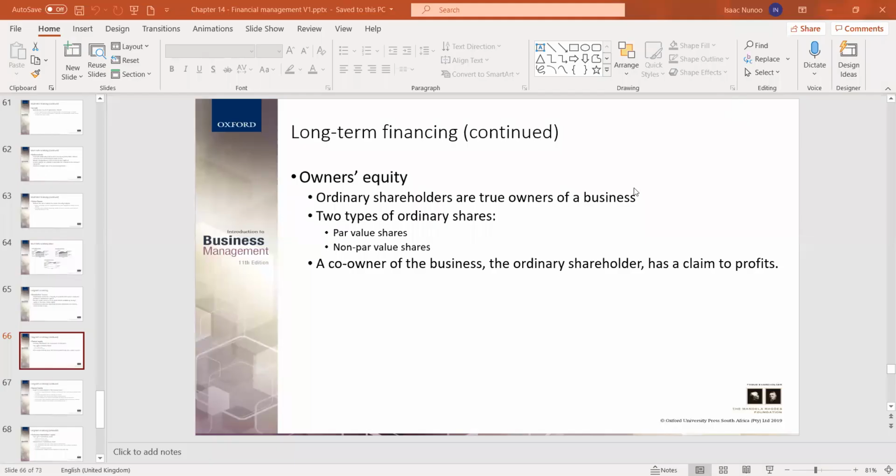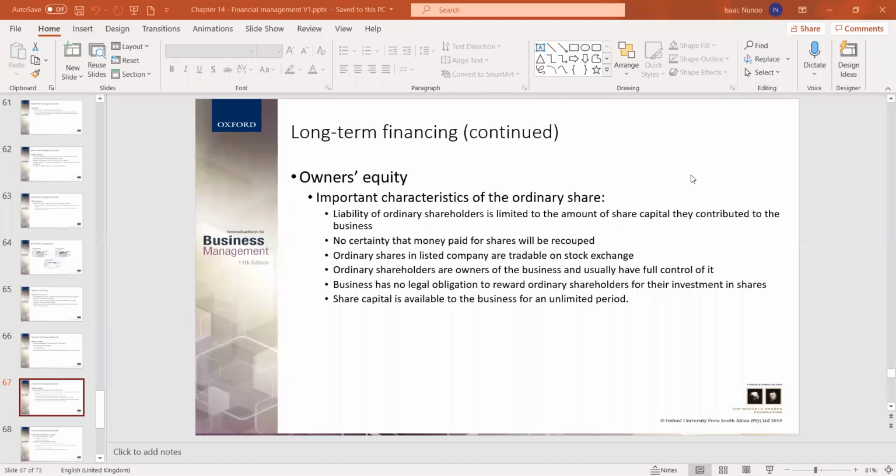So the owner's equity, that is the ordinary shareholders, are the true owners of the business. And with these ordinary shares, we can have the par value shares and the no-par value shares. So the co-owner of a business, that is the ordinary shareholder, has a claim to profit. He was able to contribute his share. He bought some of the shares in terms of the money used in financing the business. And he's entitled to claim a profit when the company makes profit from the business.